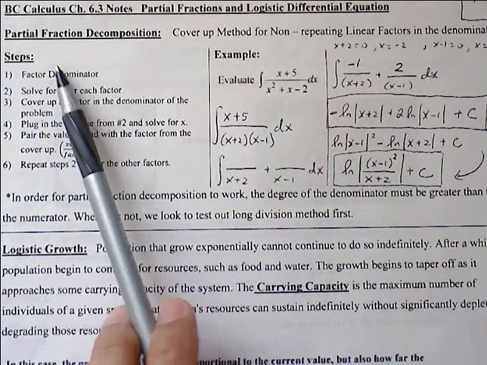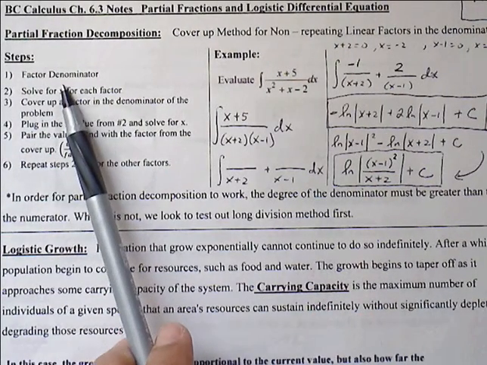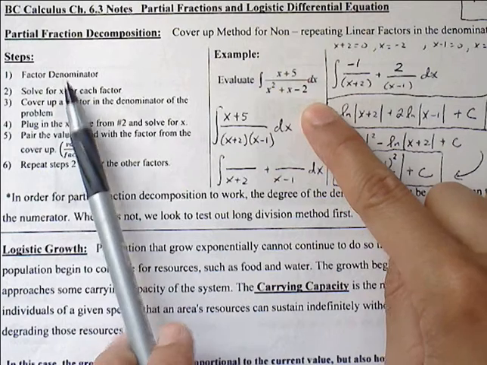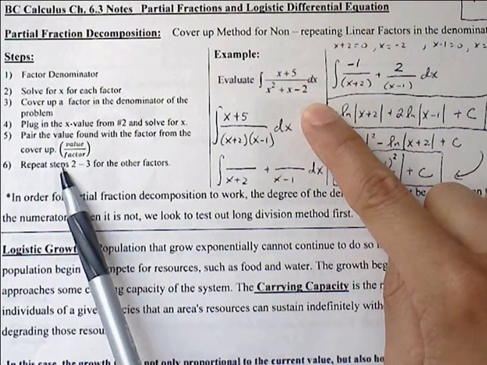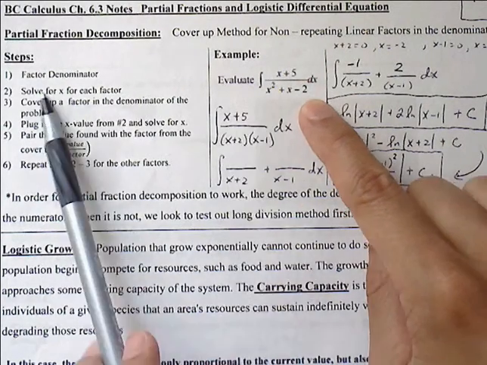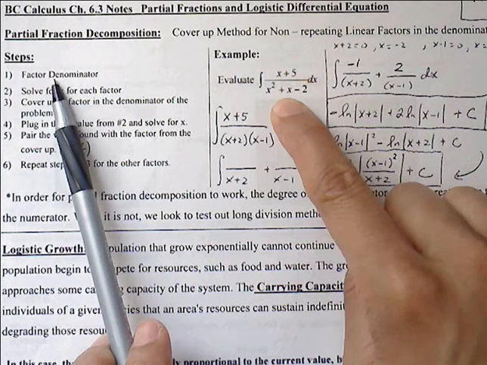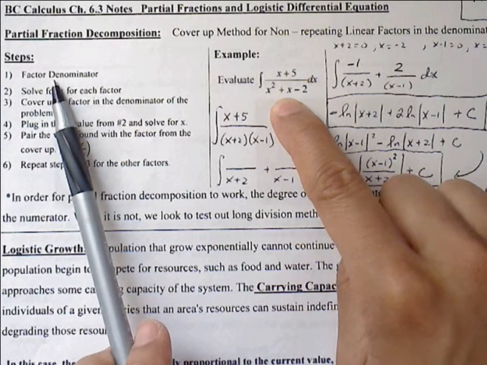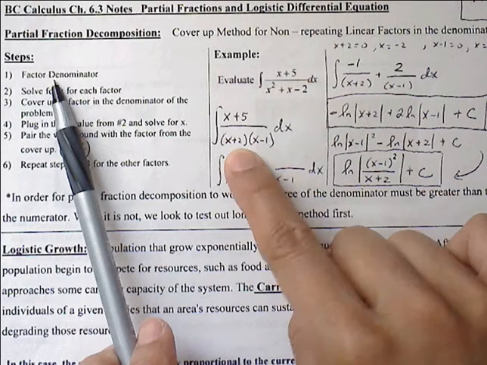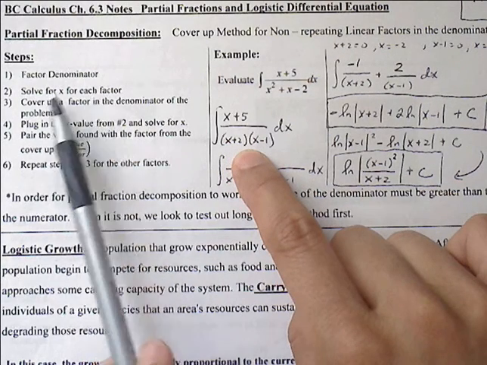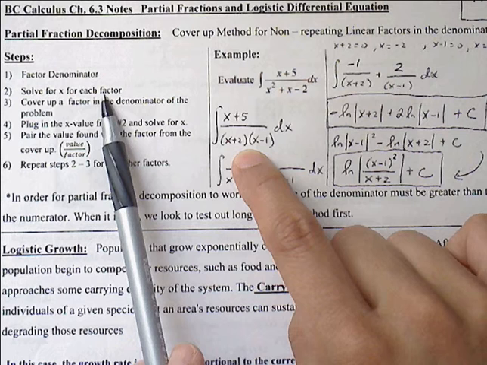So the first step is we factor the denominator. As I go through these steps, we will look at this example. So we factor the denominator. So x squared plus x minus 2, we can factor that to be x plus 2 times x minus 1. So we took care of that. Solve for x for each factor.